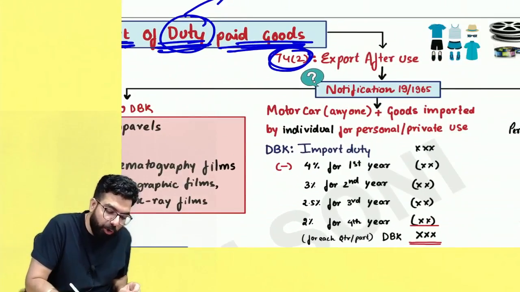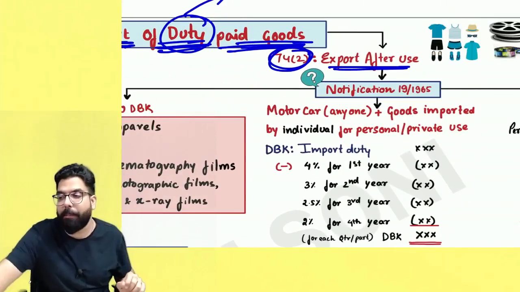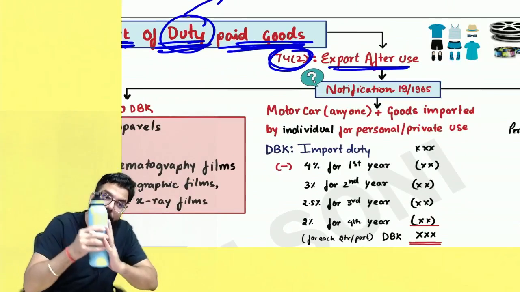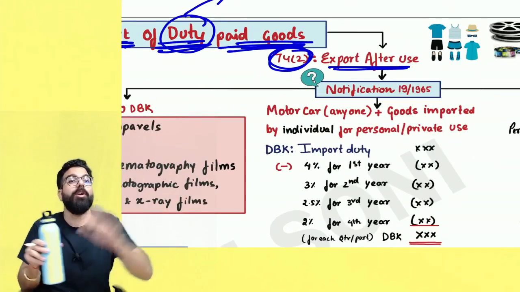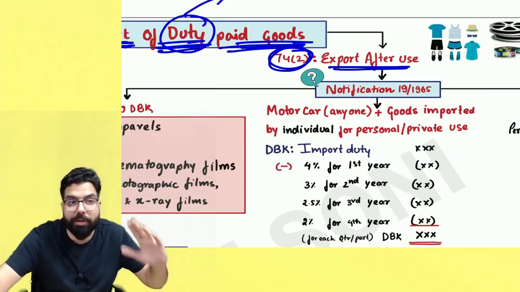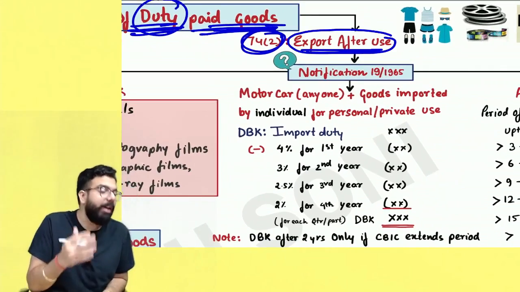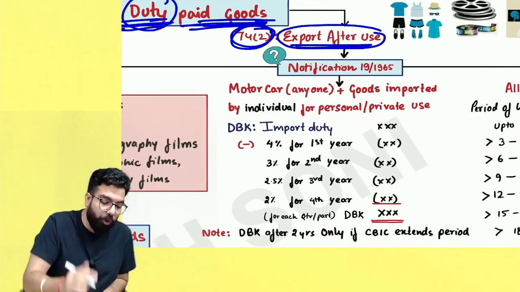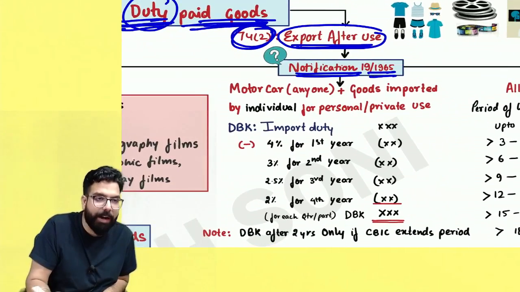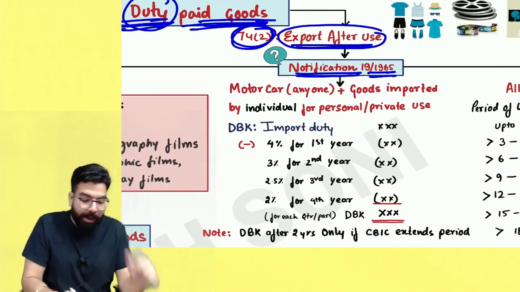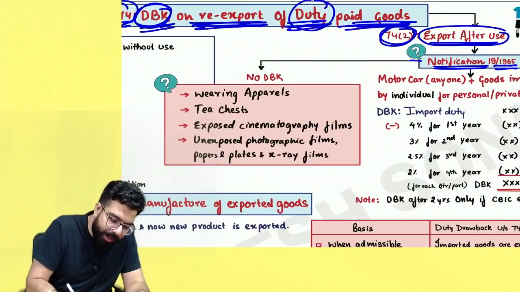Then section 74(2) says, if you imported this bottle, used it for some time, and then you export, you will get duty drawback which is a reduced amount. Hence they have said, export after use. Sir, how will the duty drawback be given? That is told by a notification number 19/1965. In that notification, they have made three categories.